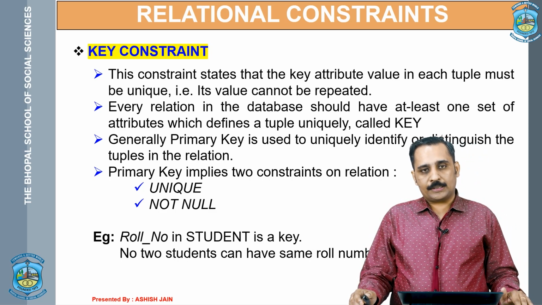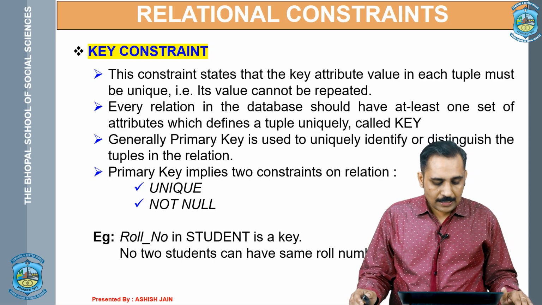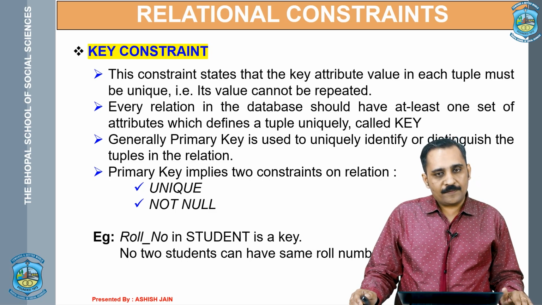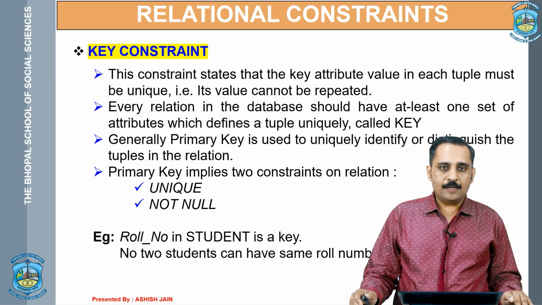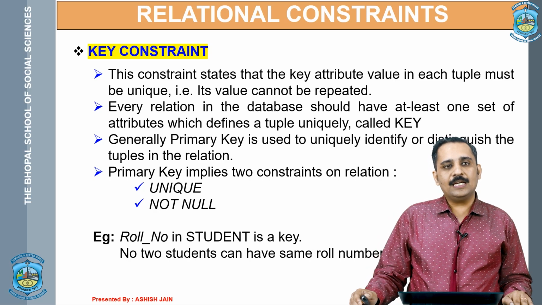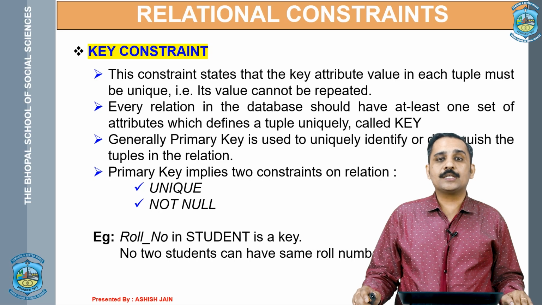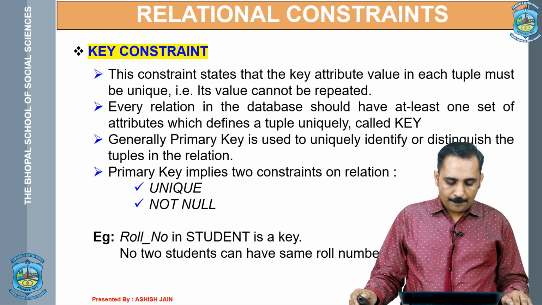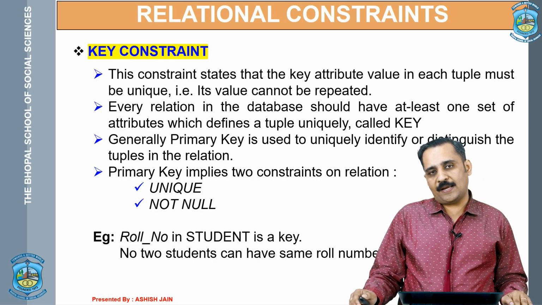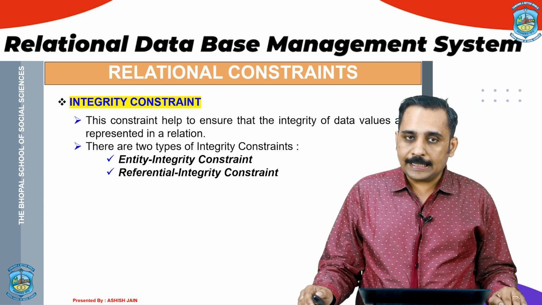This primary key implies two conditions at the same time. The first condition or constraint is that the value should be unique and it should not be null. That means whatever is the value of the primary key for any particular record, it is not repeatable. Second, we cannot leave it blank. We have to enter one value of primary key that is not repeatable. For example, roll number in a student table is a key value, so no two students can have the same roll number.